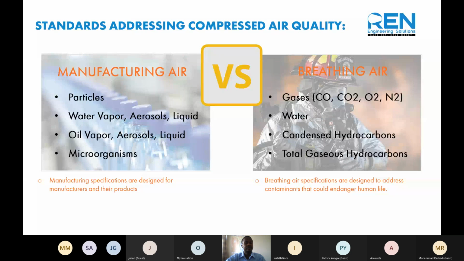Manufacturing specifications are designed for manufacturers and their products. While for breathing air, testing is more concerned with any contaminants that could pose a danger to human life. These include gases such as carbon monoxide, carbon dioxide, nitrogen, and other contaminants such as water, condensed hydrocarbons, and others. It's important to note that breathing air tests and manufacturing air tests are very different.